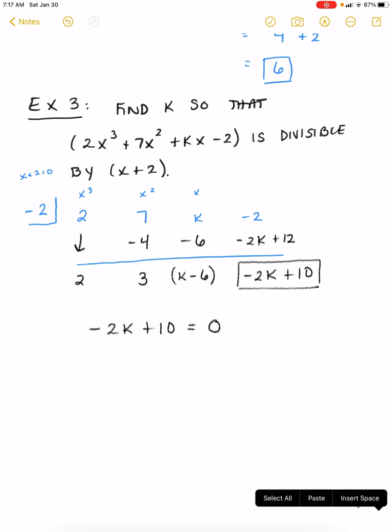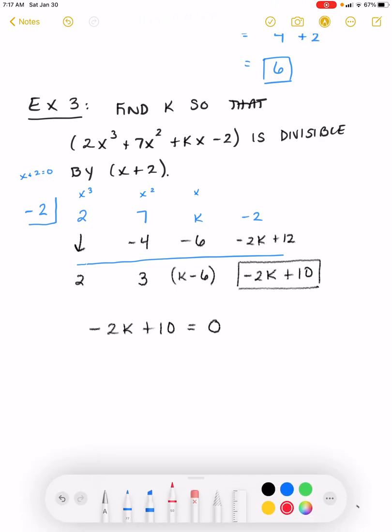All right, I'm going to put this right here. I'm going to make a note. It means that the remainder, which is expressed by -2k plus 10, needs to equal 0. So when I solve this little equation, we get -2k equals -10, divide both sides by -2, and the k value therefore has to equal 5.